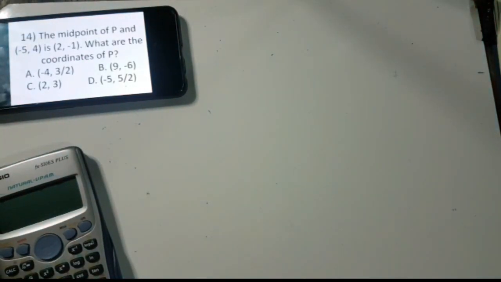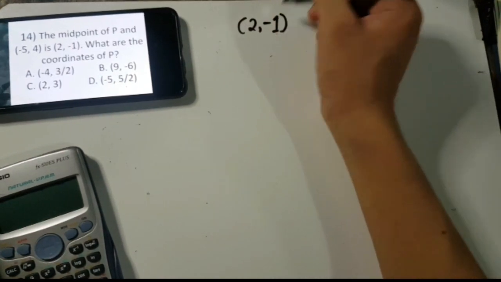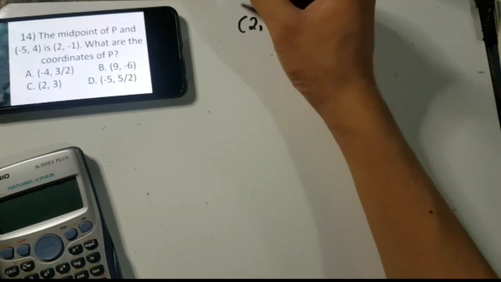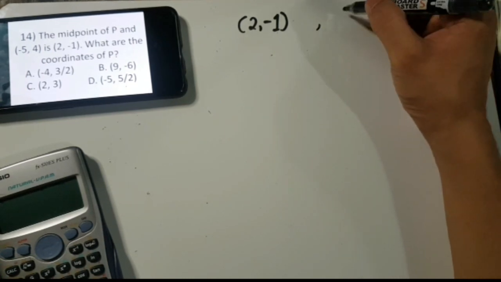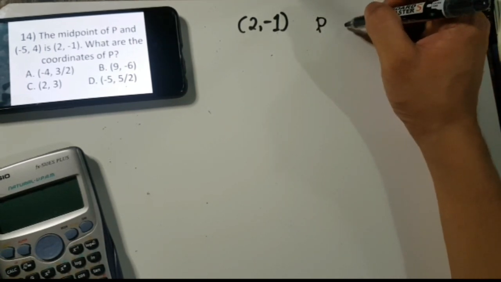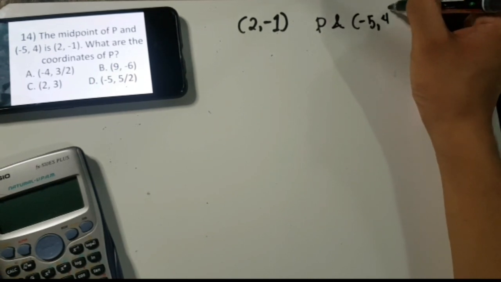Next question. The midpoint of P and negative 5 and 4 is 2 and negative 1. What are the coordinates of P? So, sa question na to, given na kaagad si midpoint which is 2 and negative 1. So, ito na yung midpoint natin. Next. So, yung hinahanap natin is yung coordinates ni P. So, P, given, yung isang coordinate is negative 5 and 4.